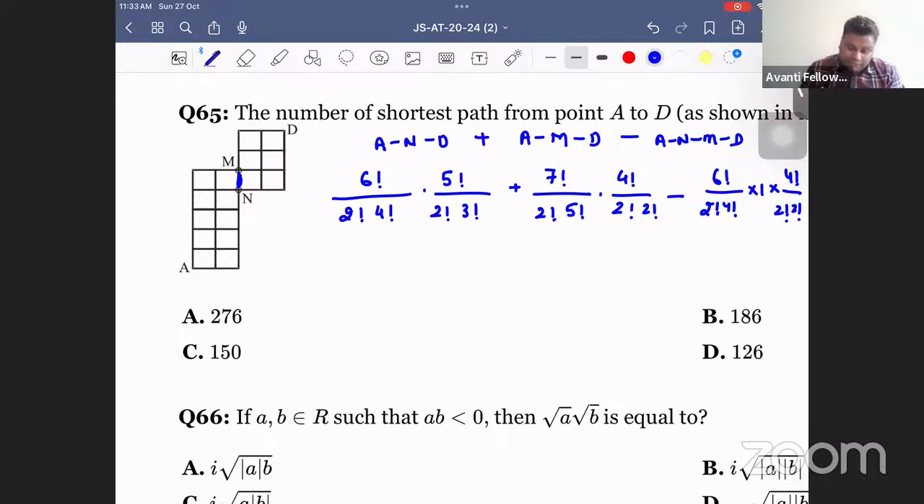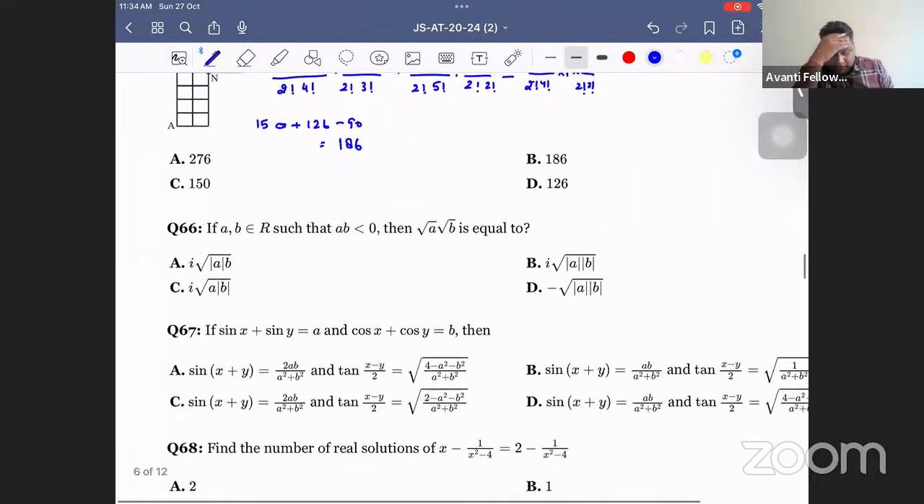Got it? Now if you solve it, this is going to be 150 plus 126 minus 90. So your answer will be 186. Got it? Now see the next question. Yeah, this is an easy one.